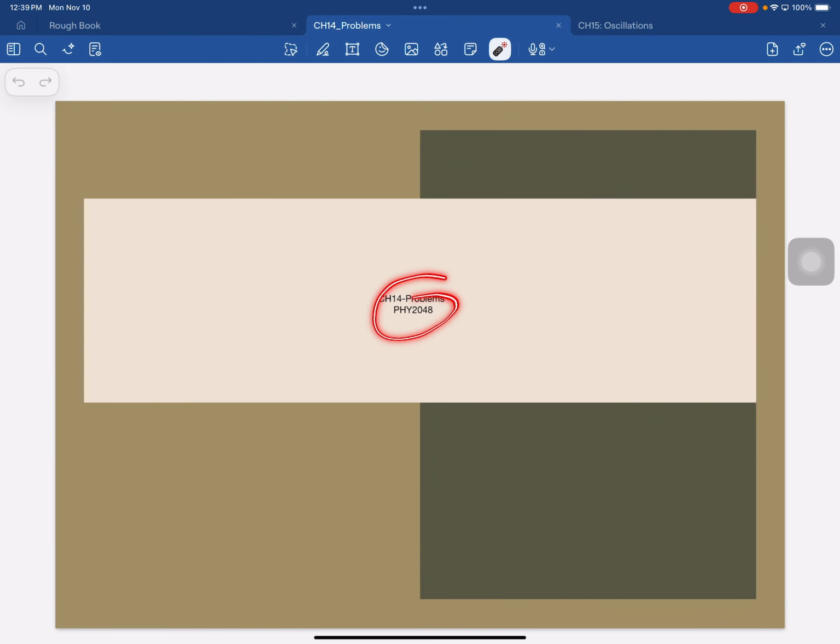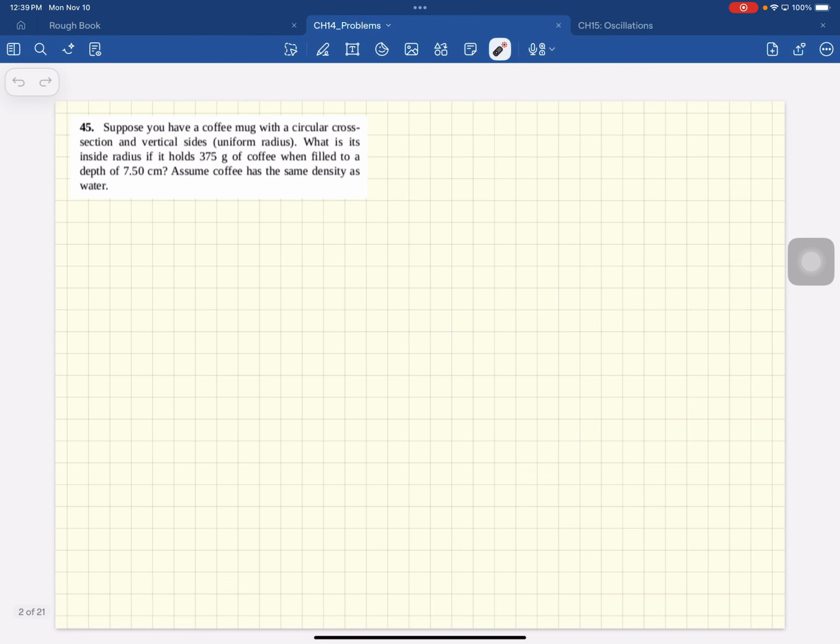All right, so problems from chapter 14. This says, suppose you have a coffee mug with a circular cross section and vertical sides. What is its inside radius if it holds 375 grams of coffee when filled to a depth of 7.5 centimeters?